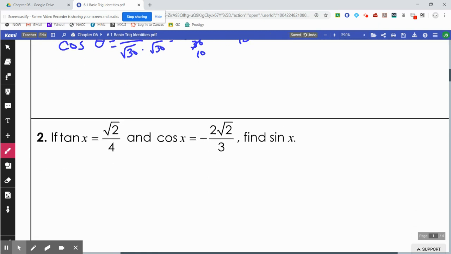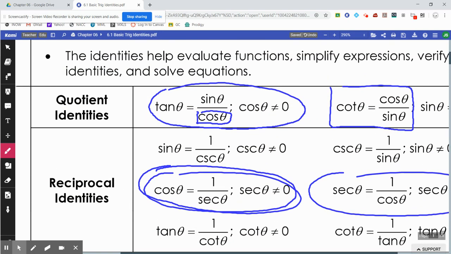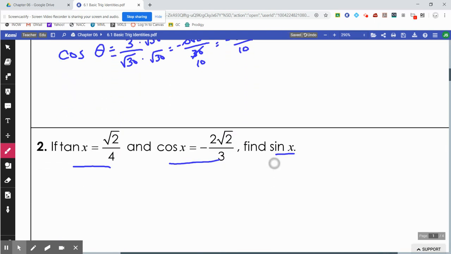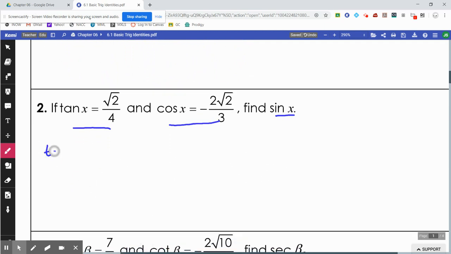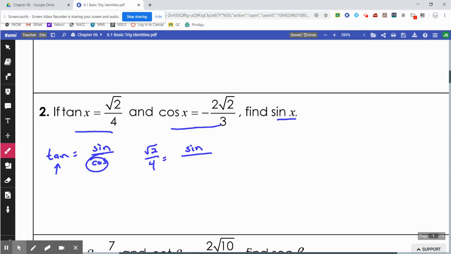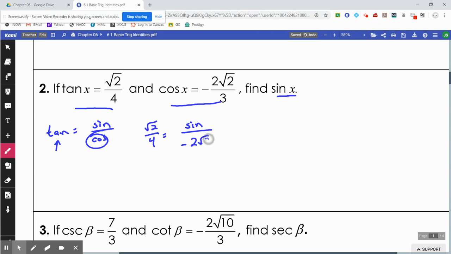If tangent is equal to root 2 over 4, cosine is equal to this, then find sine. Now, we again simply find an identity that relates sine, cosine, and tangent. And it was the very first one that we talked about. We know that tangent is equal to sine over cosine. So therefore, let me write that. Tangent will always equal sine over cosine as long as cosine is not 0. So if we have tangent, we're going to plug it in here. So I have root 2 over 4 is equal to sine over cosine, which we see is equal to negative 2 root 2 over 3.